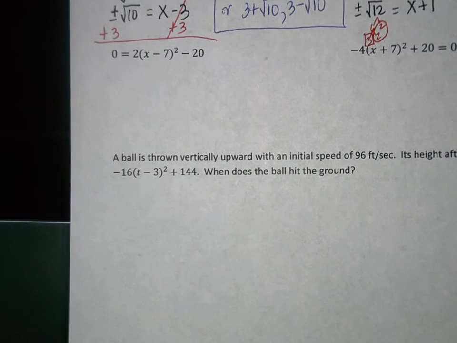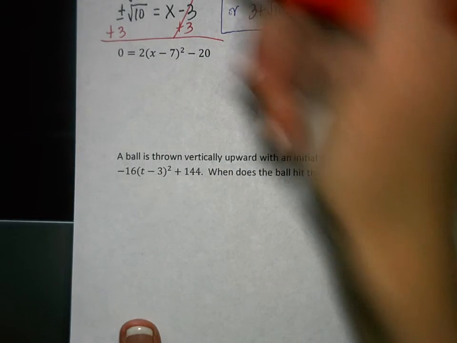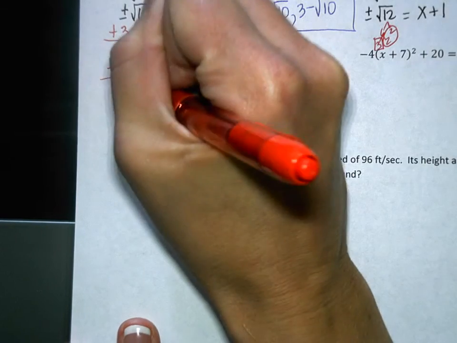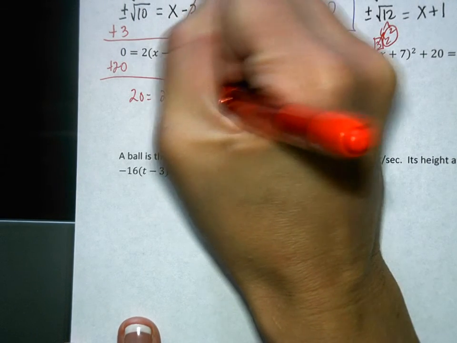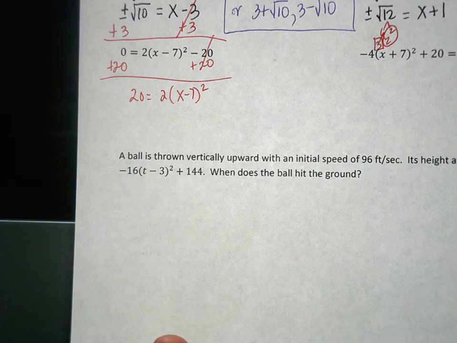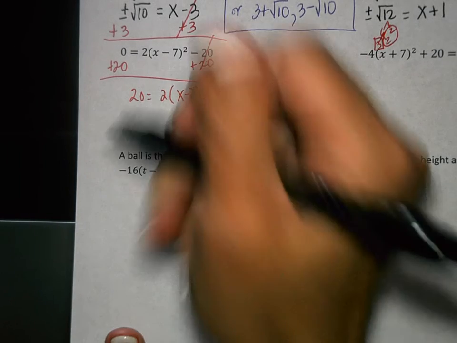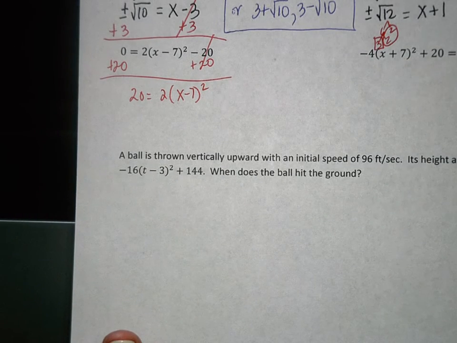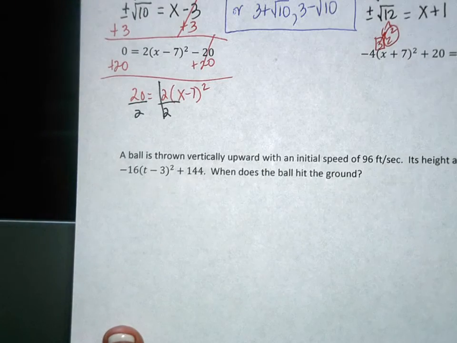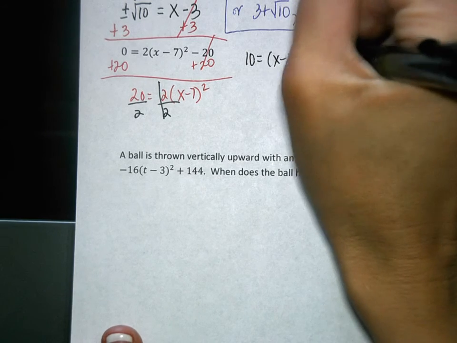What's my first step? Write down the equation. Add 20, very good. Okay, 20 equals 2 parenthesis x minus 7 squared. Is my square by itself? No. What's my next step? Isolate the square, and how do I do that? Good. Divide by 2. So now I have 10 equals x minus 7 squared.